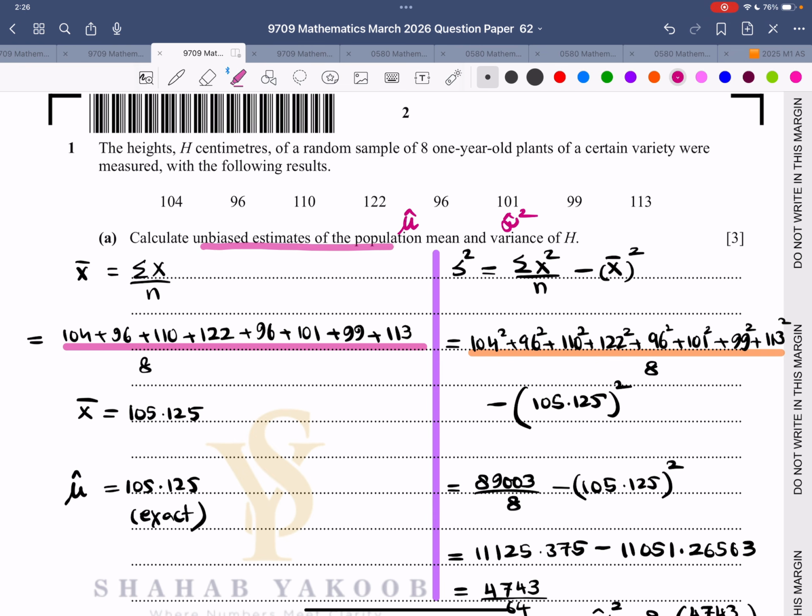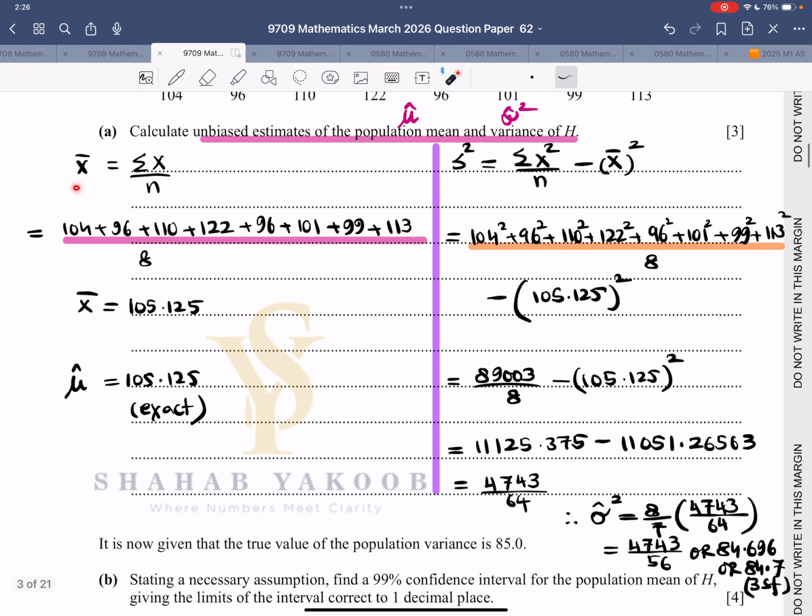So this is the unbiased estimate. That is x bar, sigma x over n. Add these 8 values. Show the working. Add it up. The sum divided by 8. That's an exact value. Unbiased estimate of population mean is the same thing as sample mean.